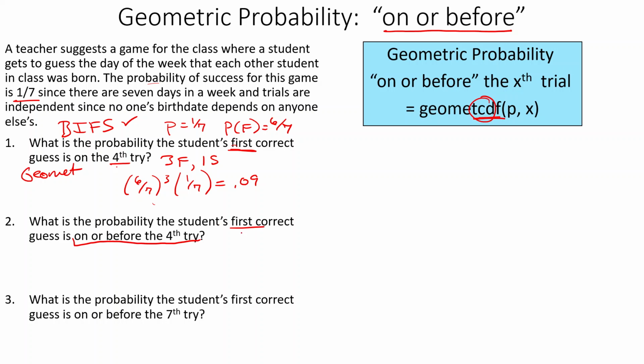All right, now what about the probability that the student's first correct guess is on or before the 4th try? So that means they could get it on their 1st try, their 2nd try, their 3rd try, or their 4th try. So we could find each of these probabilities and add them up, which isn't too hard. I mean, there's only 4 of them, but it's actually much easier if we just go into the geometric CDF with P as 1/7, and X here is less than or equal to 4.